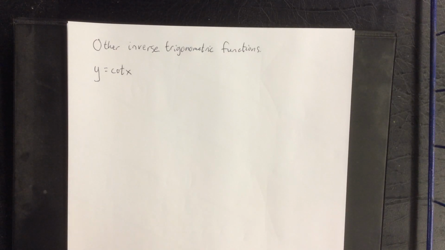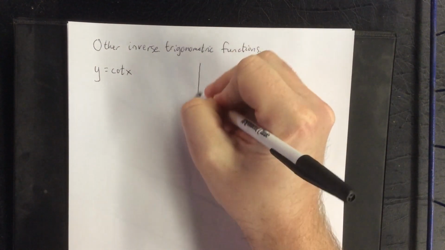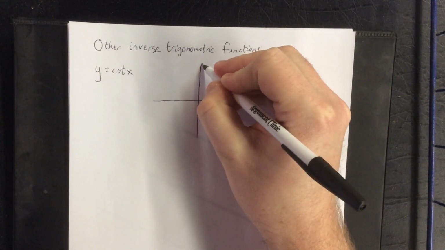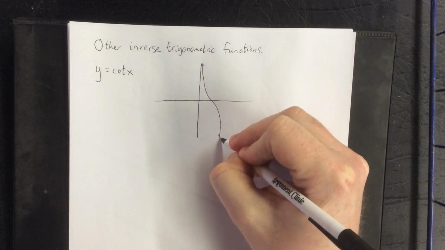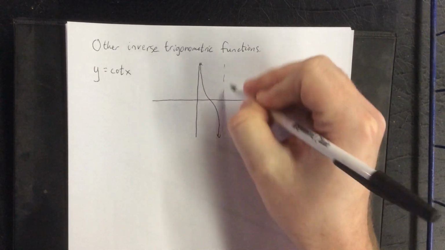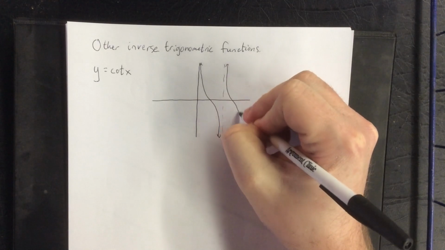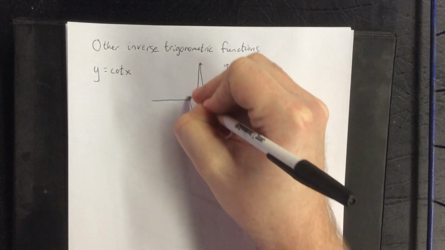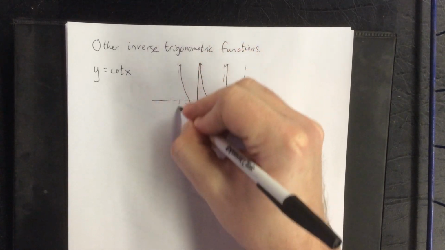The time has come for us to investigate some other trigonometric functions, or rather inverses of those trigonometric functions. For our fourth installment, we're going to take a look at the cotangent function. So a graph of the cotangent function looks approximately like this. If we take a look at it to the left and to the right of the y-axis.